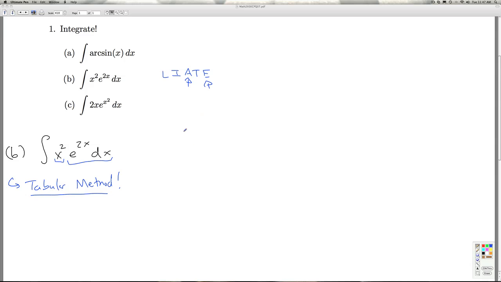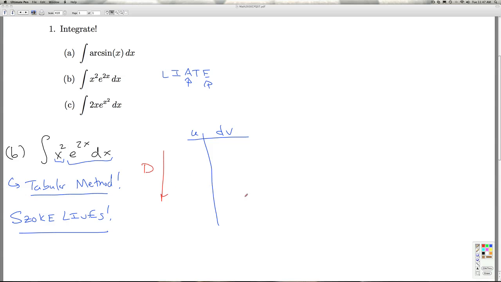Okay? So to do the tabular method, we start off with a column for the u's and the dv's. And for the u's, we're going to take derivatives all the way down. And for the dv's, we're going to integrate all the way down.